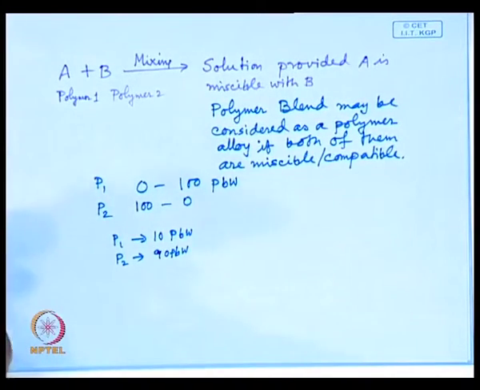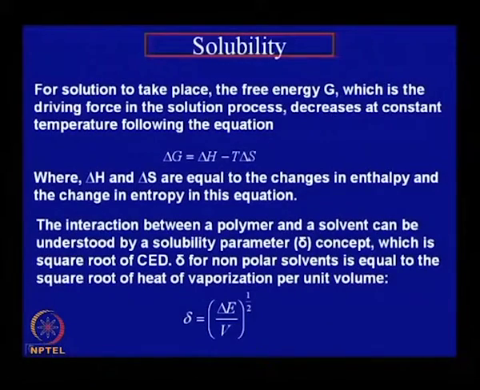So, this is the concept of how to know that one polymer will be miscible with another polymer, or one polymer can be dissolved in a solvent, or one solvent can be a good solvent for one polymer and vice versa. So, that depends on the interaction between a polymer and a solvent, and that can be understood by the solubility parameter delta concept, which is the square root of cohesive energy density, CED.